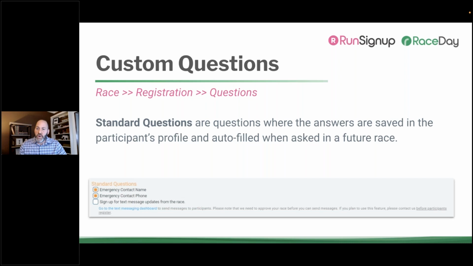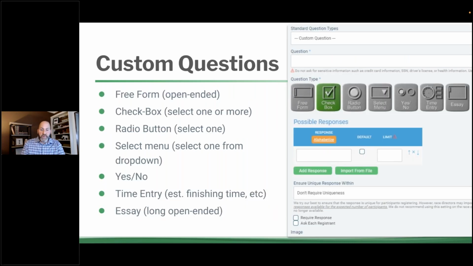So first are some standard questions that I think most races are going to ask, and so we have default options for that. So the emergency contact name, emergency contact phone, and then an option to sign up for text messages. And keep in mind, these are not marketing text messages. These are emergency text messages that people are agreeing to receive if you need to communicate something last minute, such as a cancellation or a delay because of weather. So that's what that purpose is for.